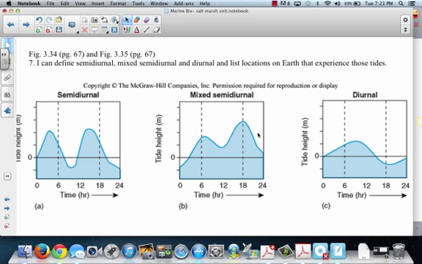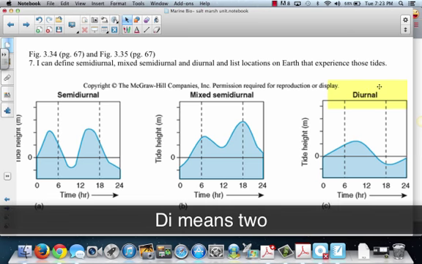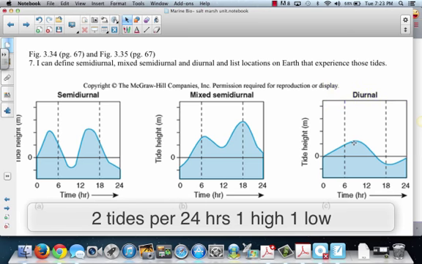Okay, our last objective, number 7, defining semidiurnal, mixed semidiurnal, and diurnal, and list locations on Earth that experience those tides. Well, I want you to look at this graph that is found on page 67 in your book. And just by looking at these 3 different charts here, I want to start with diurnal. Di means 2. And so what that means is you only have 2 tides a day. You have 1 high and 1 low in a 24-hour period. So diurnal is defined as 1 high and 1 low.